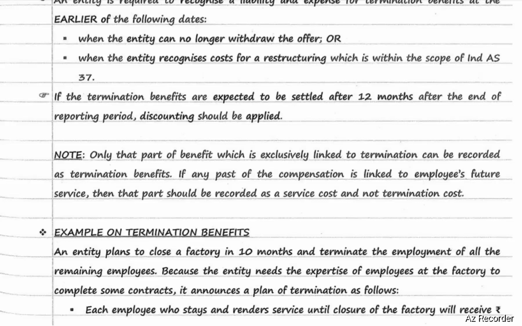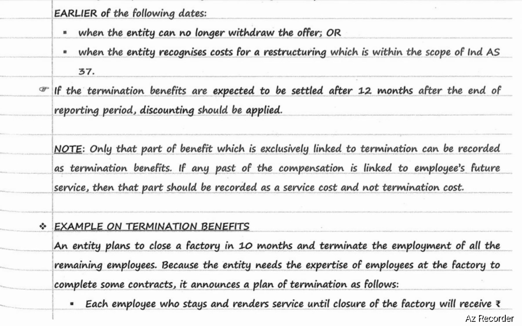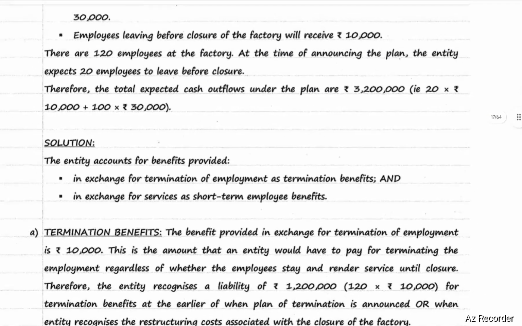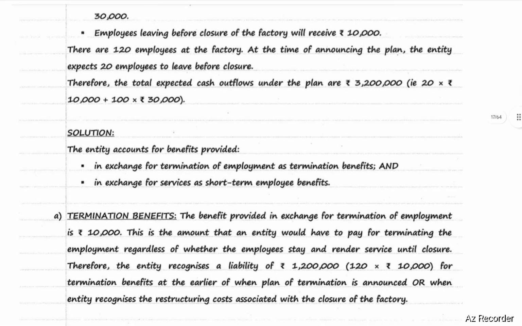Example on termination benefits. An entity plans to close a factory in 10 months and terminate the employment of all the remaining employees. Because the entity needs the expertise of employees at the factory to complete some contracts, it announced a plan of termination as follows. Each employee who stays and renders service until closure of the factory will receive rupees 30,000. Employees leaving before closure of the factory will receive 10,000.